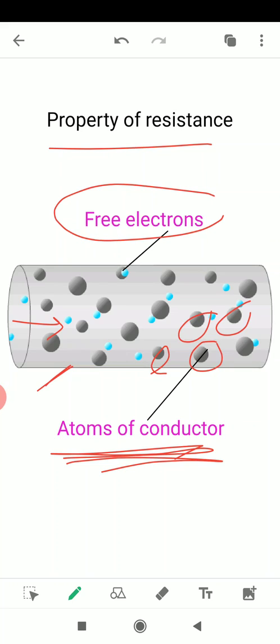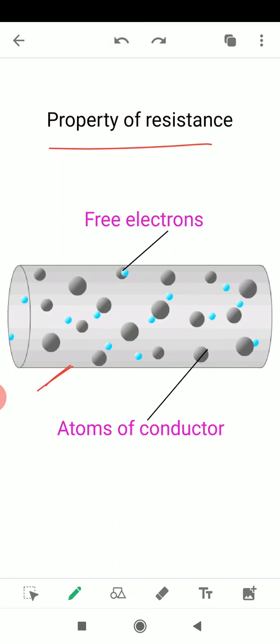Now if more and more atoms of a conductor are present inside it, what will happen? The free electrons are not easily moving. It means the current will be lesser. This is called the resistance of a conductor, the property because of which the current is not able to flow properly inside any conductor. I hope you have understood now.